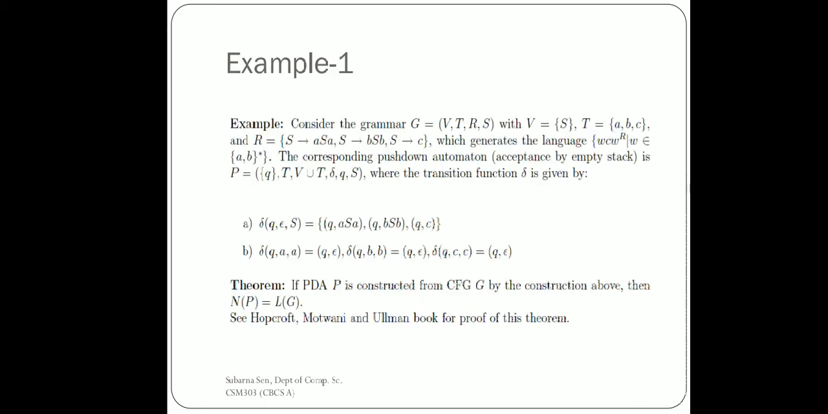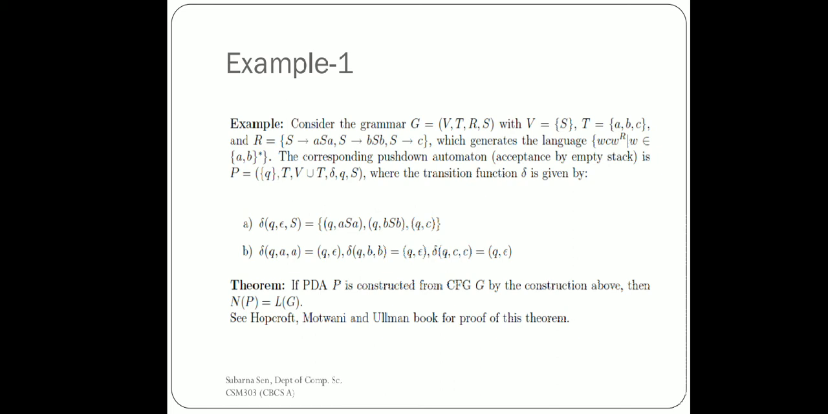Okay, next, let's see one example. We are given one grammar, G = (V, T, R, S), where V is the set of variables, T is the set of terminals, and R are the production rules given here. It is generating the language of a string W, then a variable namely C, followed by the reverse of W, and W is a combination of A and B. So here, what can be the transition functions? It has already been written in the production rule part.